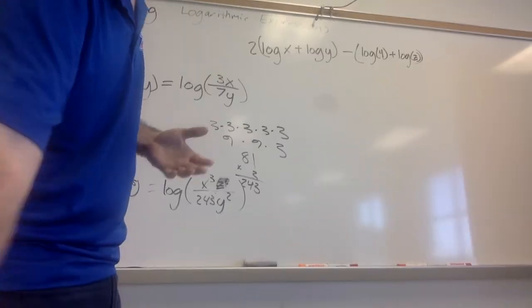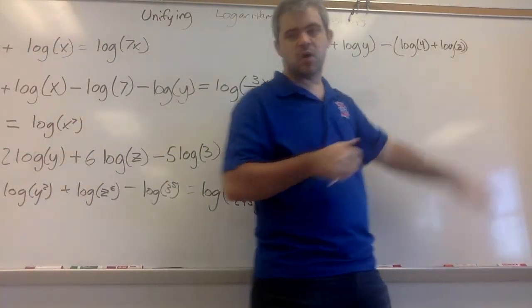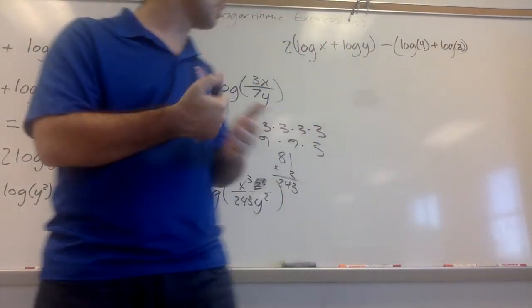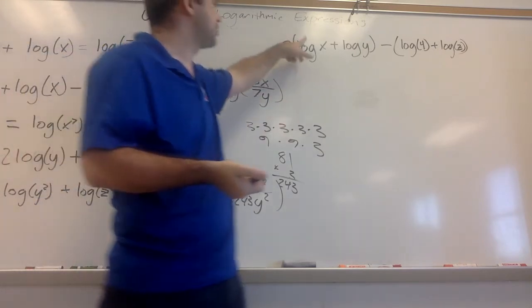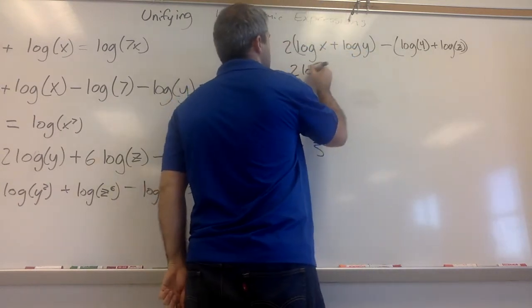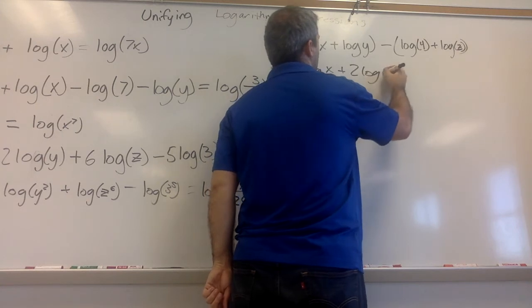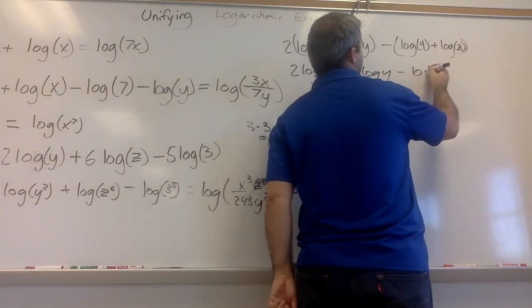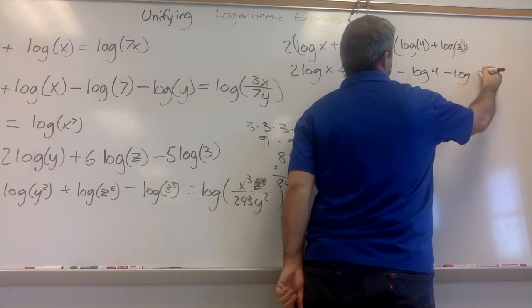So let's do one more. Now, there's a couple of ways that we can approach this problem. Honestly, the easiest way is probably just distributing. So I'm going to call this 2 log x plus 2 log y minus log of 4 minus log z.